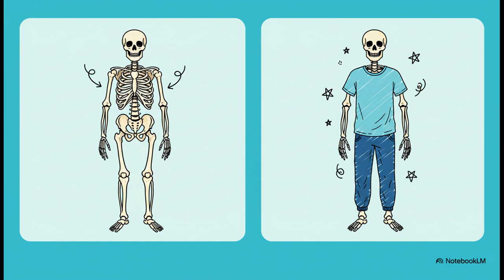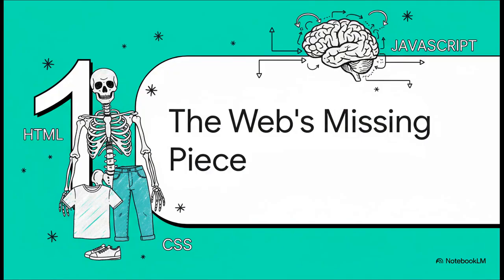Think of HTML as the skeleton of a web page. It gives the page its basic structure, the headings, the paragraphs, where the images go. Then you have CSS. CSS is like the clothing and the style. It adds all the colors, the fonts, the layout. It's what makes the skeleton look good. But even with a great skeleton and some stylish clothes, what you've really got is a static mannequin. It can't do anything. So what's the missing piece?